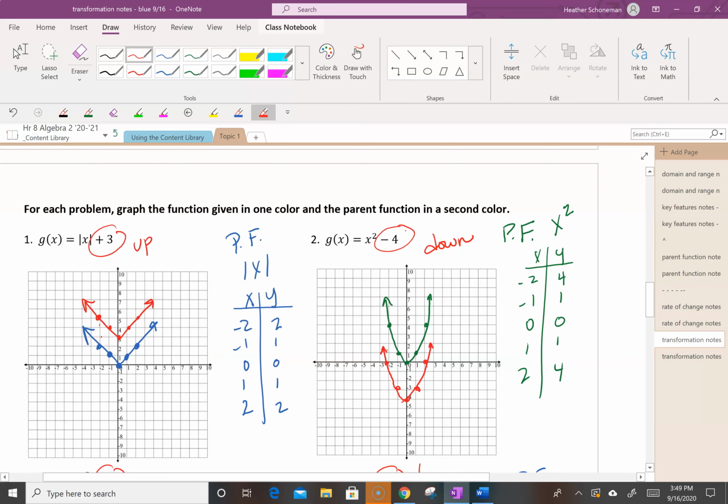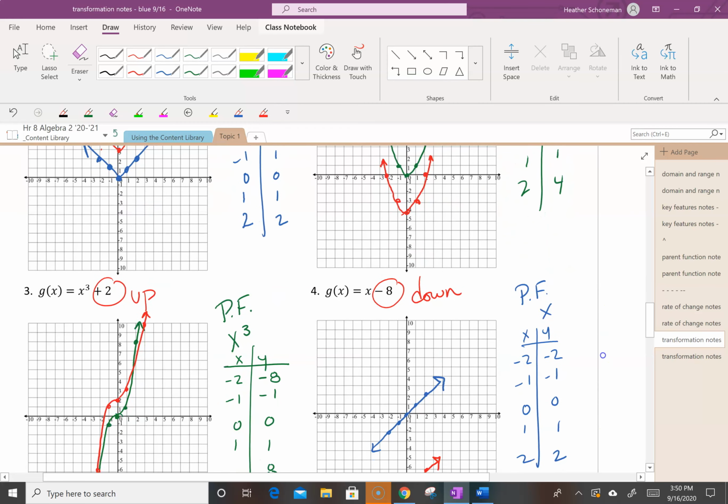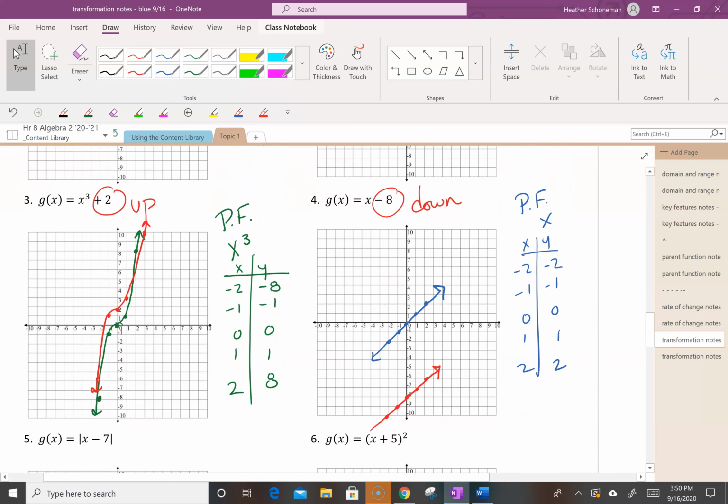All right? Okay, these next 2 I've already filled out for you, but you can just look at it and pause the video and write it down. On the third one, our parent function that it's most closely related to is the cubic one, x cubed. So I figured out my points, I graphed it in green. That +2 added to the end showed me that the graph was going to be shifted up 2, so I redrew all the points, shifting them up 2. Okay, and now that I see it, one of my points is off, so I'm going to adjust it.